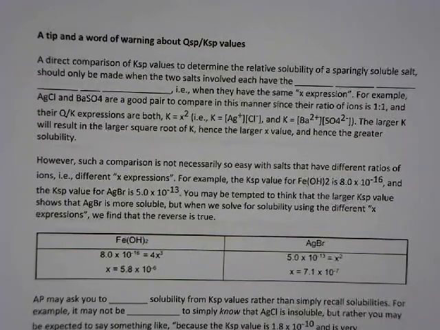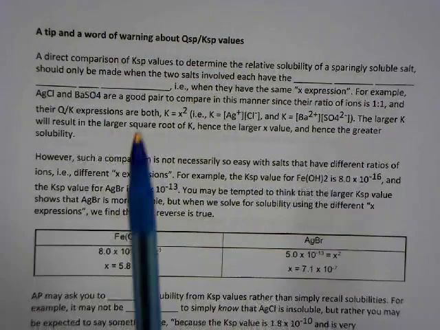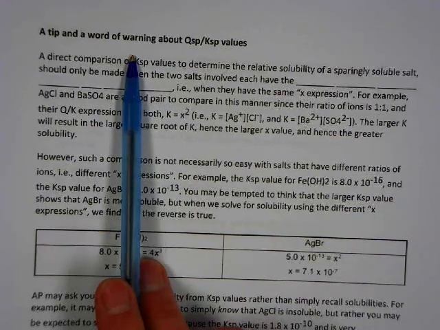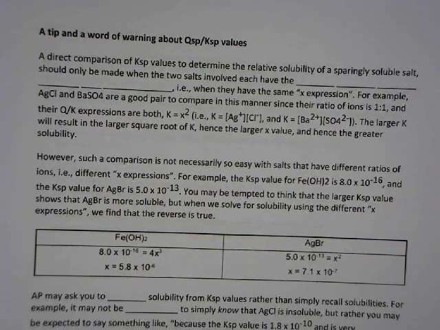A tip and a word of warning. How about QSP and KSP values? Well, if there's a KSP, there's got to be a QSP, right? Because if there's a K, there's a Q. Where there's a K, there's a Q. Q would be the initial for the solution, right? You can write a Q for those, yes, at just a different time.